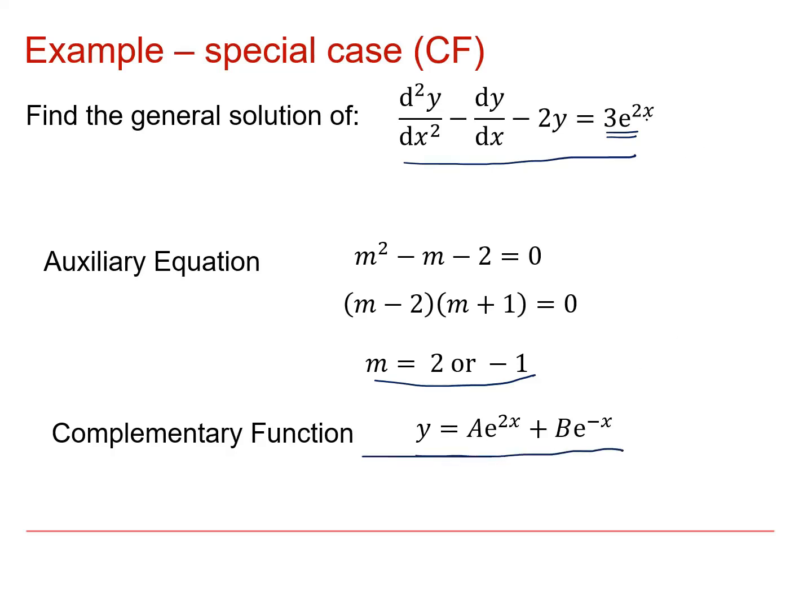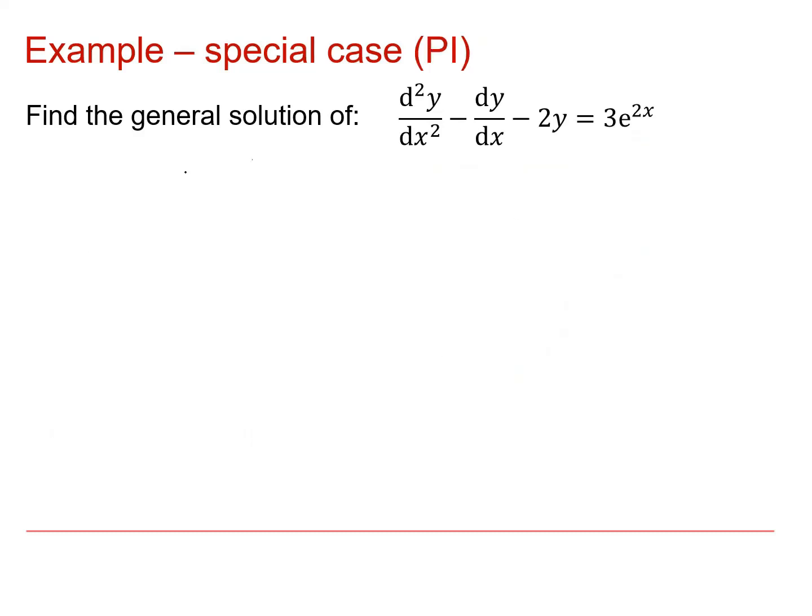Now, here's my problem. That 3e to the 2x is already accounted for in here. And therefore, any type of e to the 2x function that I add in here is really only like changing this arbitrary constant. So the solution is that we try y equals ax e to the 2x.